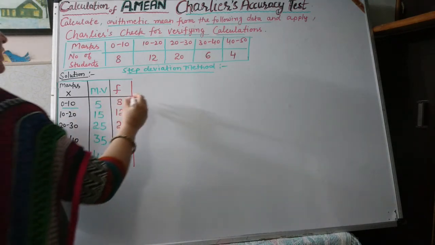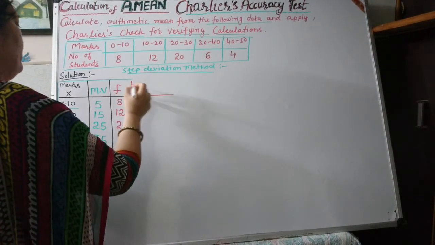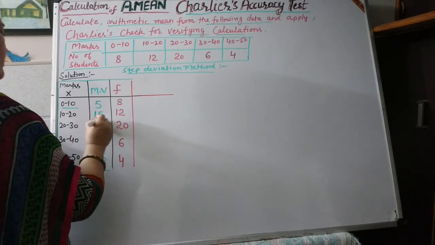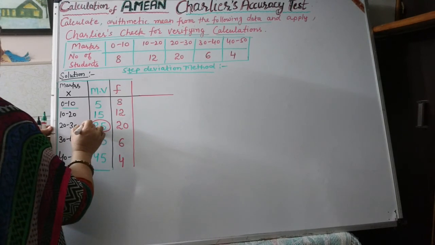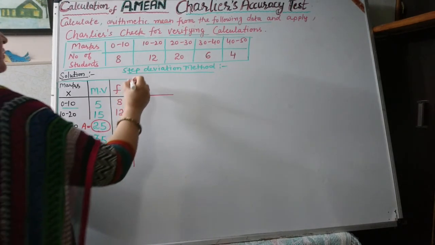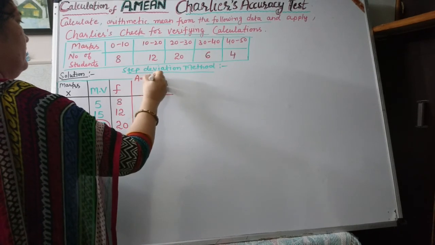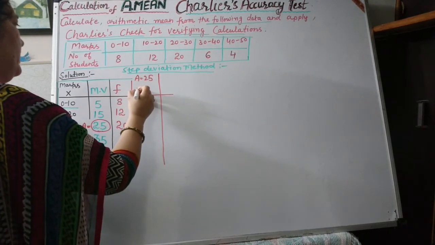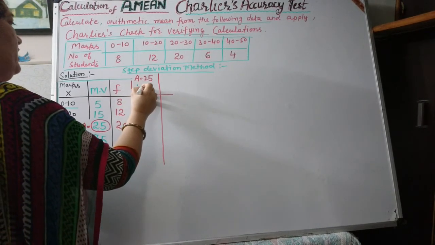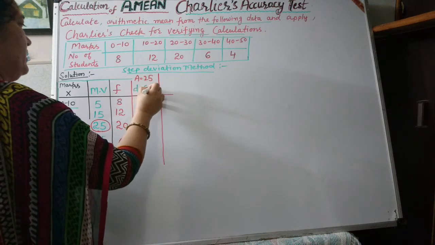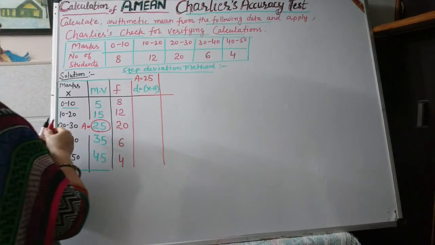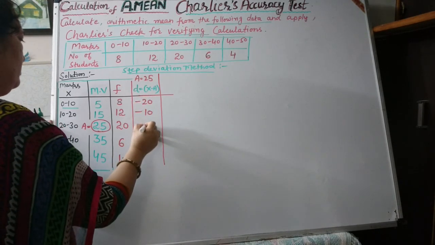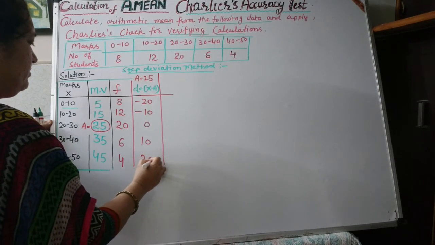Next we assume a central value which is 25. So 25 will be the assumed mean. Here A is equal to 25, and let us calculate the values of D. For the calculation, D is equal to x minus A. So values will be minus 20, minus 10, 0, 10 and 20.